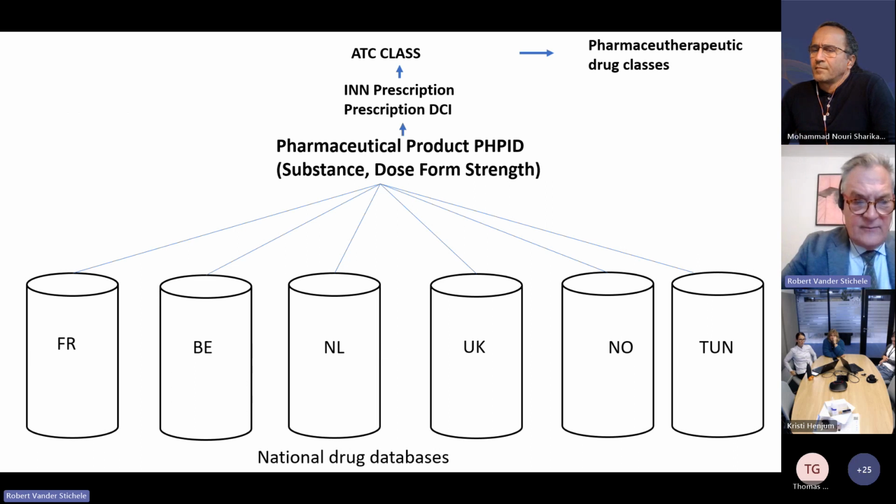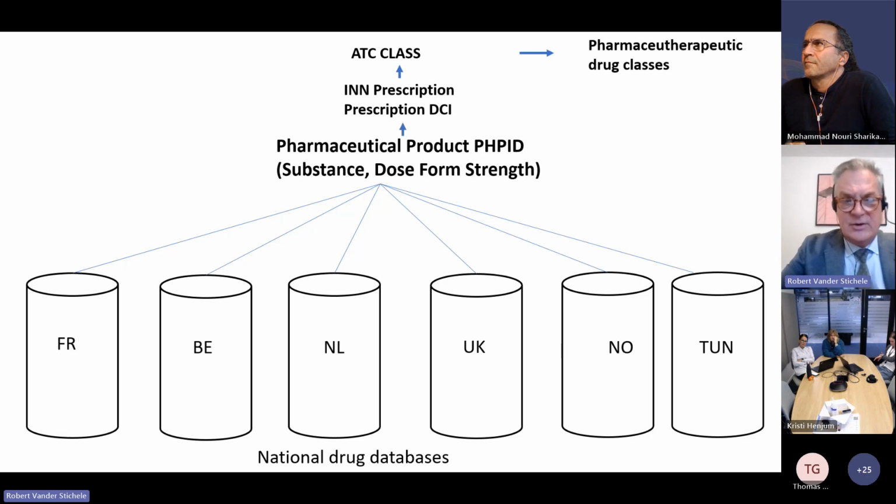And the idea is that we have the national drug databases of different countries, France, Belgium, UK, Norway, but also from other regions like Africa, Tunisia, all connected to this global pharmaceutical product ID: substance, dose, form, strength. Amlodipine oral 5 mg, amlodipine besilate capsule hard 5 mg, linked to the INN prescription, amlodipine oral 5 mg, to the ATC class, and then to the pharmacotherapeutic class, for instance, of the calcium antagonists.